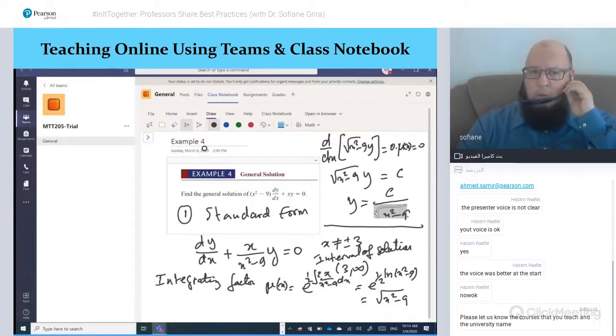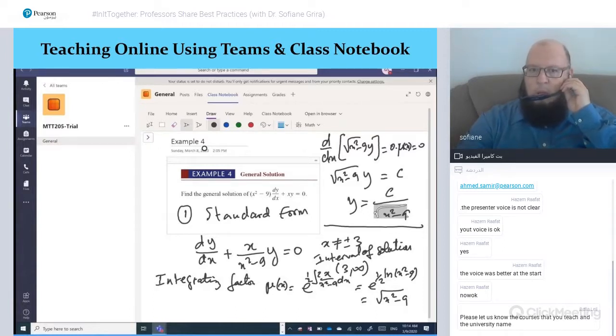So I connected the students with Microsoft Teams through Office, and I use a Class Notebook. I have my Surface Pro with a stylus. As you can see on the screen, I can write, and this will be shared directly with the students. So the students see this online.